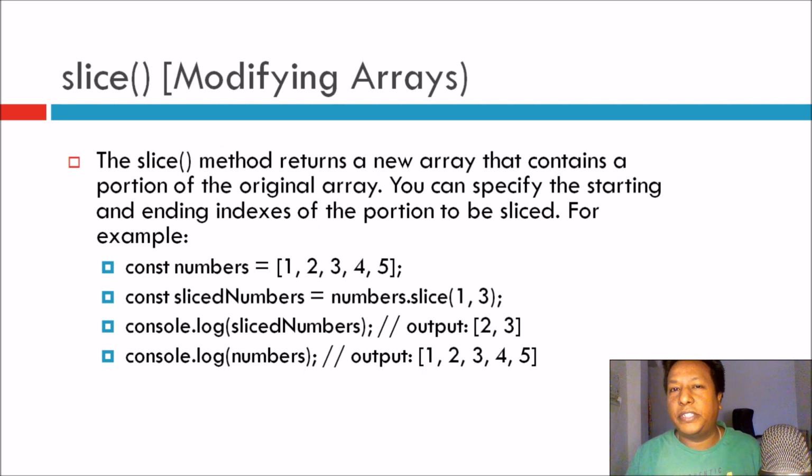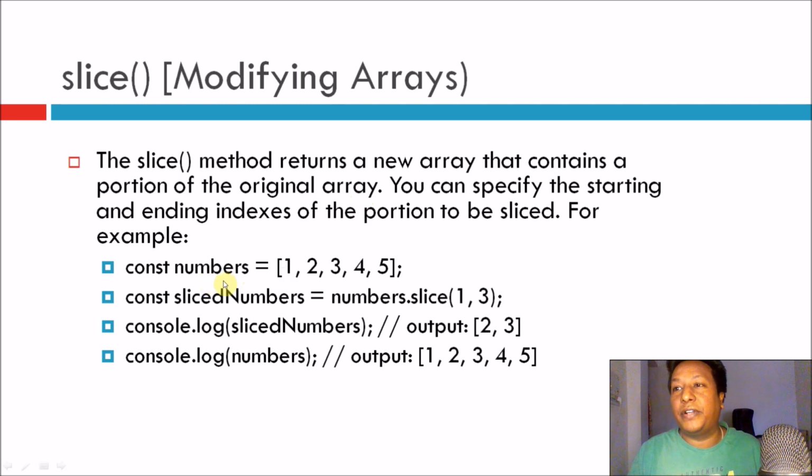Now let's check out the slice method. The slice method returns a new array. So whenever you use the slice method on an array, it will give you a new array. That is the first thing. And this array will contain a portion of the original array. So let us see an example.